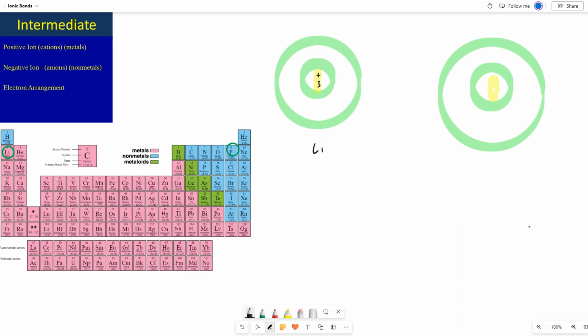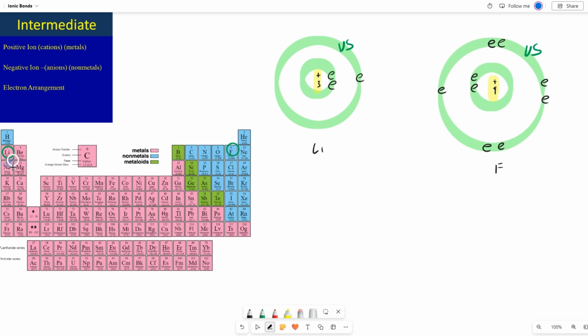This is our lithium, and this is our fluorine. Both have 2 electrons in their inner shell, their first shell. Lithium has 1 electron in its second shell, that's its valence shell. And fluorine has 7 electrons in its second shell, which is its valence shell. This is the valence shell for lithium. This is the valence shell for fluorine.